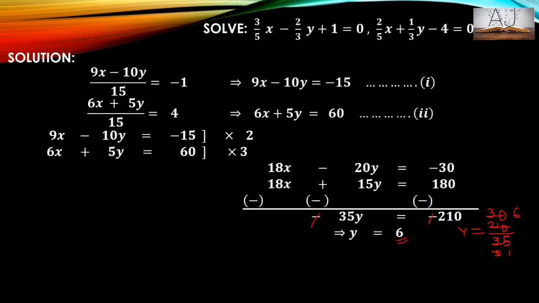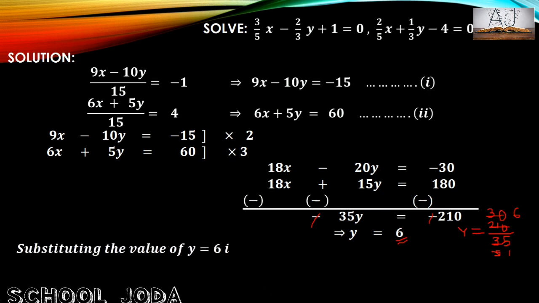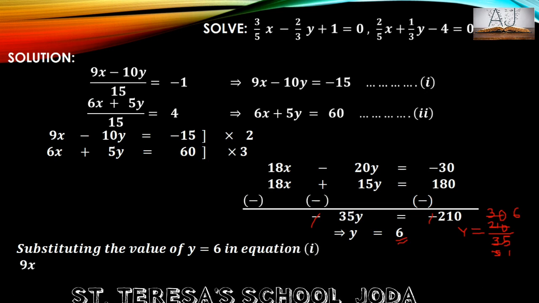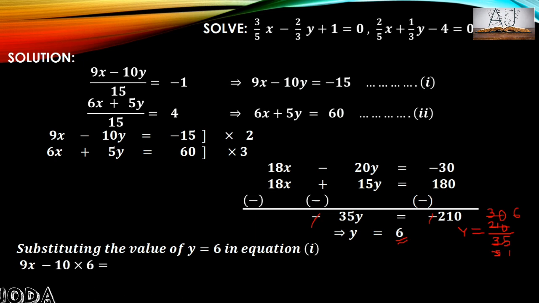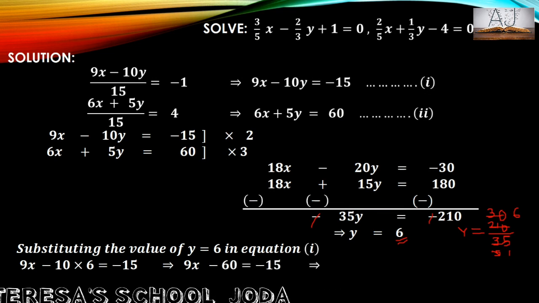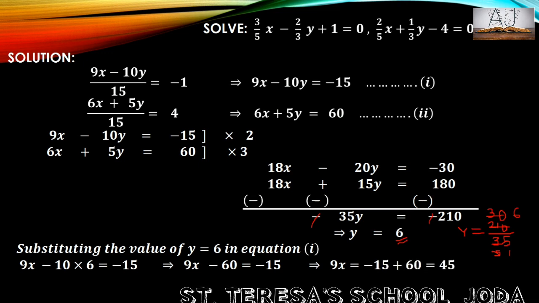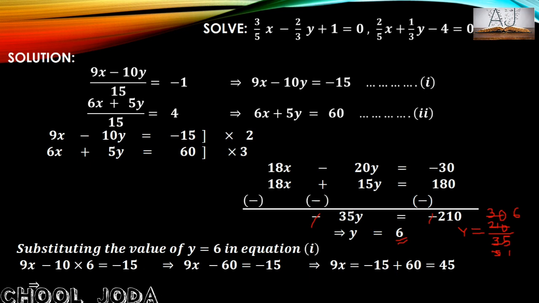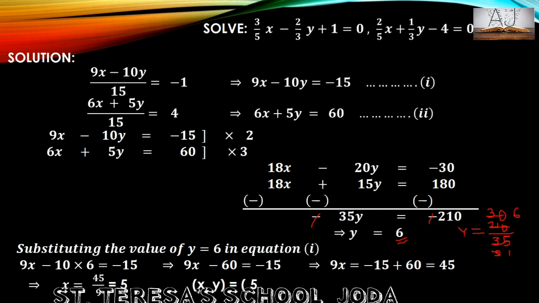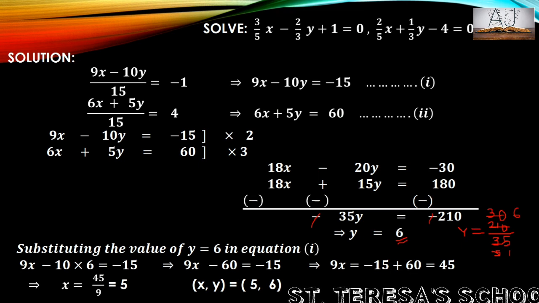Now we have to find the value of x also. So we need to substitute the value of y in any one of the equations. Suppose in the first equation I substitute y equal to 6. Our first equation was 9x minus 10y equals minus 15. So 10 into 6 is 60. So 9x minus 60 equals minus 15. Take minus 60 to the other side. 9x equals minus 15 plus 60, so 9x is equal to 45. So x is equal to 45 by 9. 9 fives are 45. So the value of x is 5. So (x, y) is equal to (5, 6). So this is the solution.